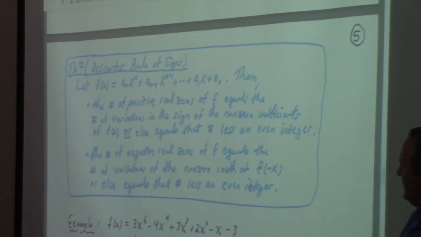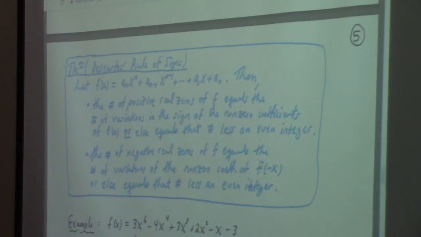If you have a polynomial with coefficients a sub 0 through a sub n, then the result is this. The number of positive real zeros of the polynomial equals the number of variations in the sign of the non-zero coefficients of f of x, or equals less that number by an even integer. And likewise, the number of negative real zeros of f equals the number of variations of the non-zero coefficients of f of minus x, or else equals that number less an even integer.